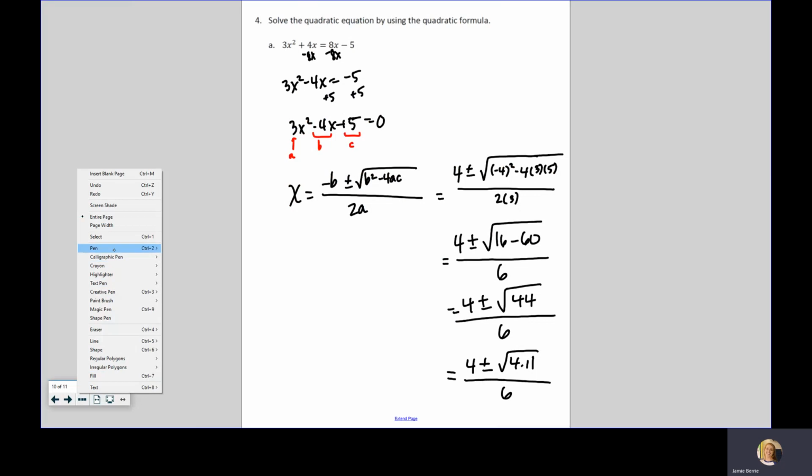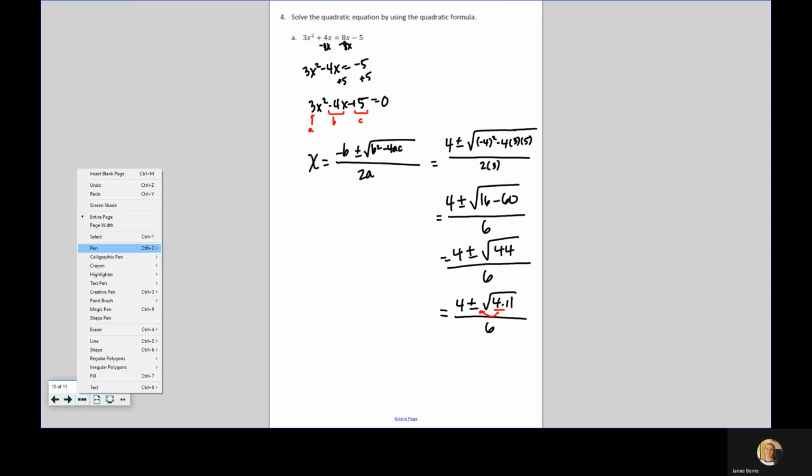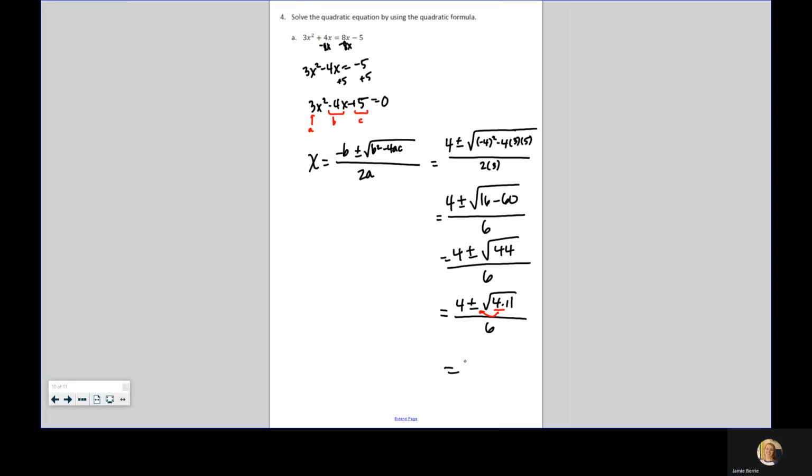Now go ahead and take the square root of 4. It's going to pop out front. So that's going to become 4 plus or minus 2 times the square root of 11, all over 6. Got a common factor of 2 in the top, so pull that out.